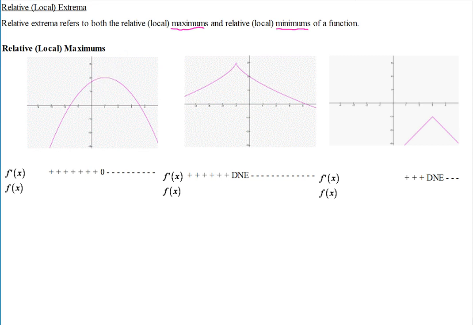A relative maximum is a point like right here, where it's above the points on either side of it. And here's another relative local maximum right here, and another one right here on this graph. So when you have the graph, it's easy to identify them. They're like the top of a hill. However, we're not going to always have the graph.